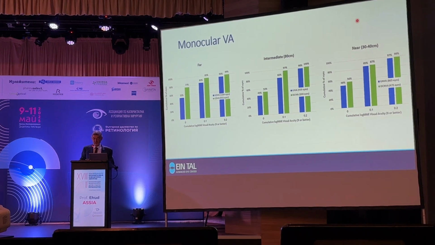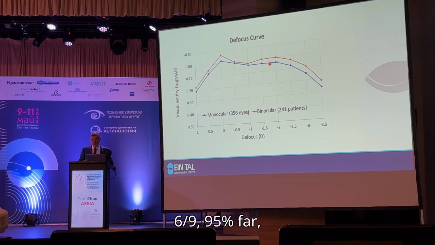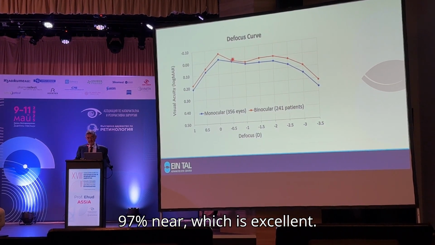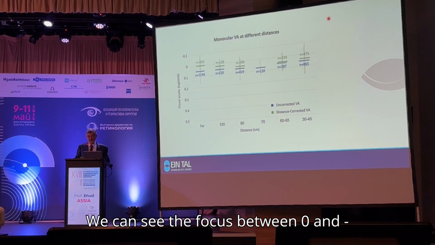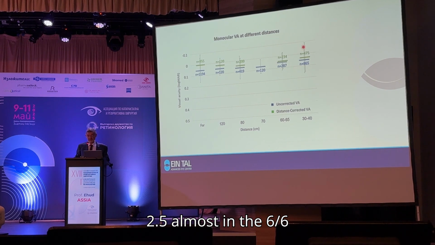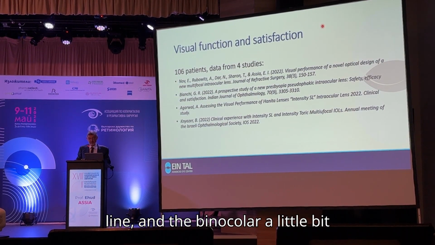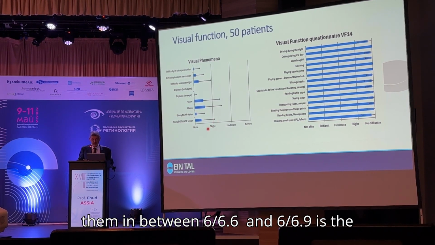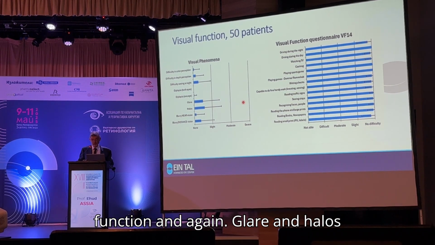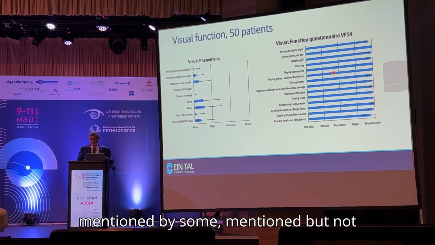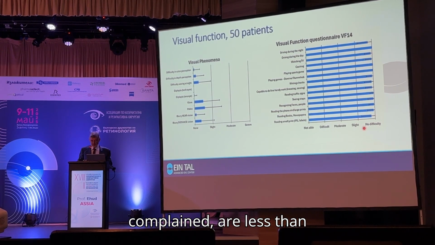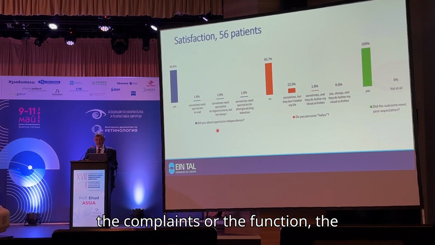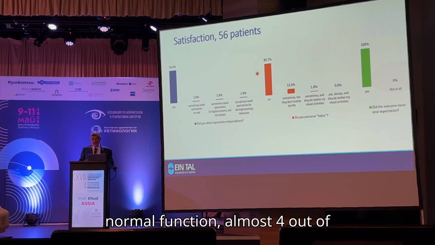And this resulted in 6.9 in 95% far, 98% intermediate, and 97% near, which is excellent. We can see the defocus between 0 and minus 2.5, almost as a 6.6 line, and the binocular a little bit better than the monocular, and all of them between 6.6 and 6.9, the average. So now we look at the visual function, and again, glare and halos mentioned by some, mentioned but not complained about, are less than 1 on a scale of 0 to 3. And as for the function, the normal function, almost 4 out of 4.